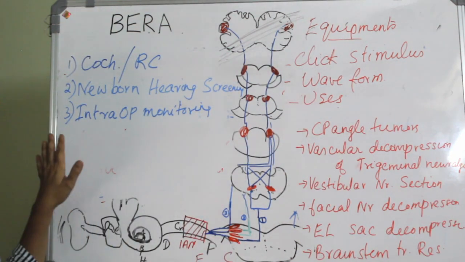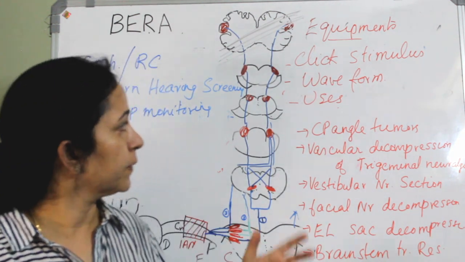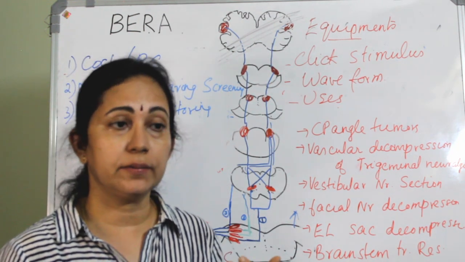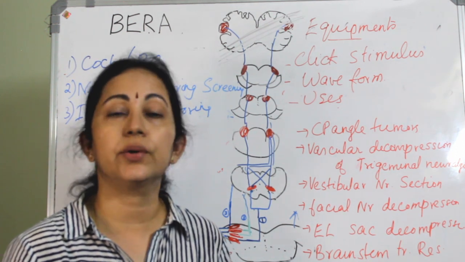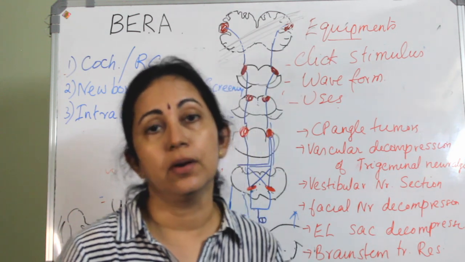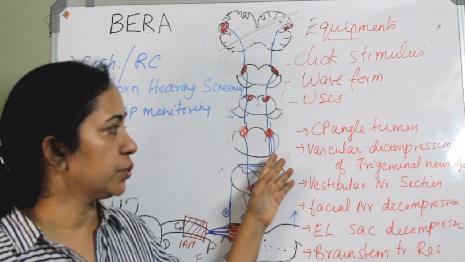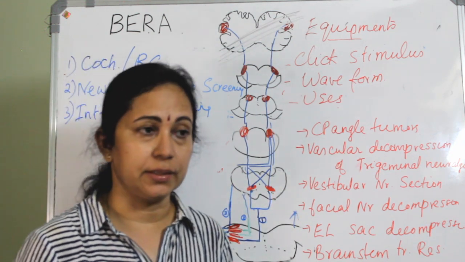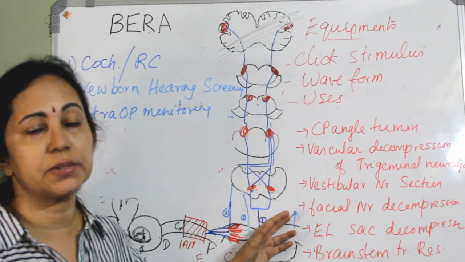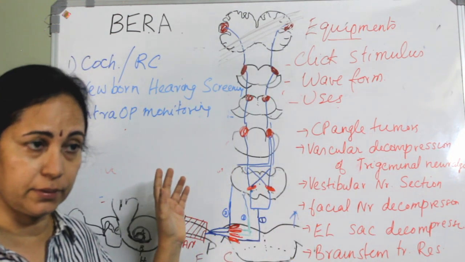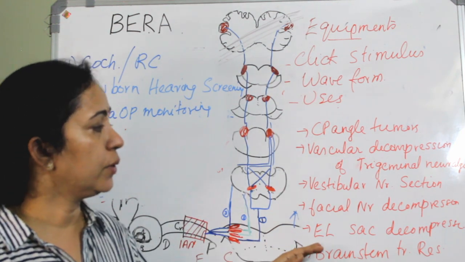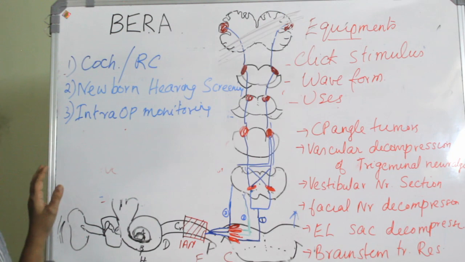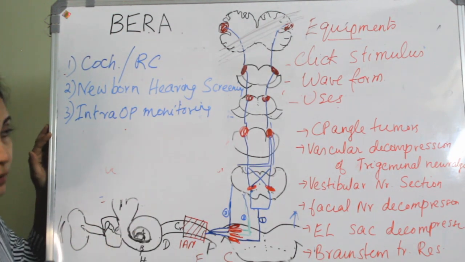The next use is intraoperative monitoring of tumors, especially CP angle tumors like vestibular schwannoma or acoustic neuroma. So we can do an early identification of the changes in the electrophysiological status of the peripheral as well as central nervous system while doing the surgery. Like CP angle tumors, then vascular decompression of trigeminal neuralgia, then vestibular nerve section in case of intractable vertigo, then facial nerve decompression, along with facial nerve monitoring, the monitoring of the 8th nerve can also be done. Endolymphatic sac decompression in case of Meniere's disease and also brainstem tumor resection. In all these cases, intraoperative monitoring of the 8th nerve can be done by using BERA.